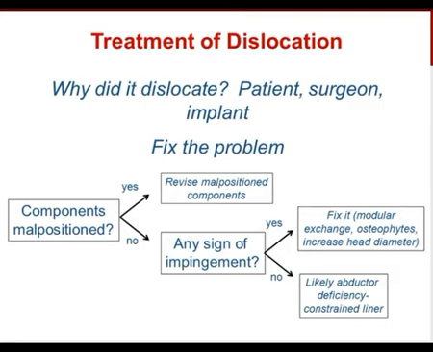If there is no component malposition, then you want to identify any potential causes of impingement, whether this be osteophytes or lipped liners, skirted liners, etc. If you can fix these things, then those things should be fixed. Upsizing the femoral head, increasing the jump distance, improving the head-neck ratio, all of these can be helpful in improving the stability of the hip. If you have no component malposition and no sign of impingement, then this is likely a soft tissue problem, specifically an abductor deficient hip, and this is probably the one indication on the test for a constrained liner.